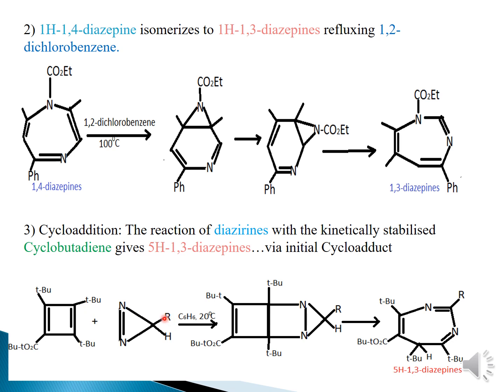And then moving on to cycloaddition reaction, you are taking the tertiary butyl cyclobutadiene and you are treating it with the diazirines. If you treat it with that in the presence of benzene solvent at 20 degrees Celsius, there is the formation of a 4-membered ring. Cycloaddition takes place over here. You know how to do a cycloaddition reaction. So after the formation of this adduct, when this opens, after the ring opening reaction with the shifting of the bonds, you will get back your 1,3 diazepines.